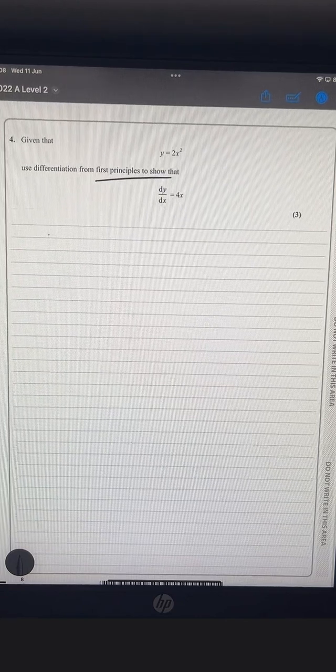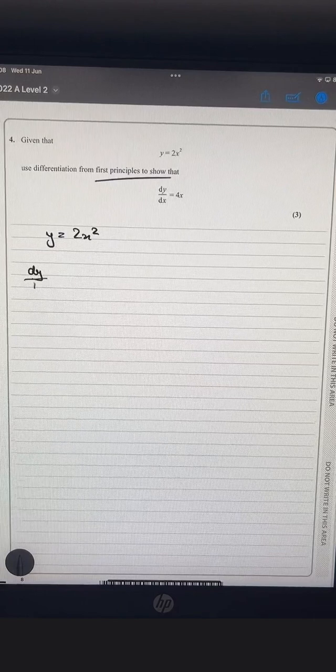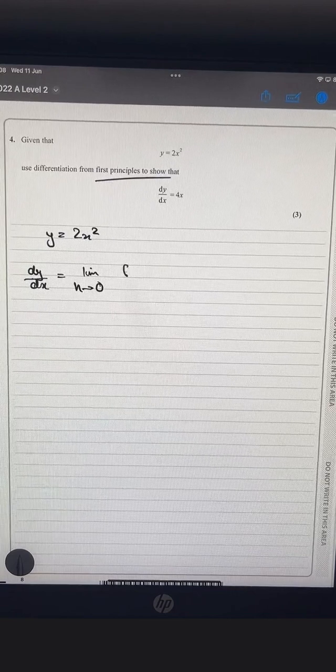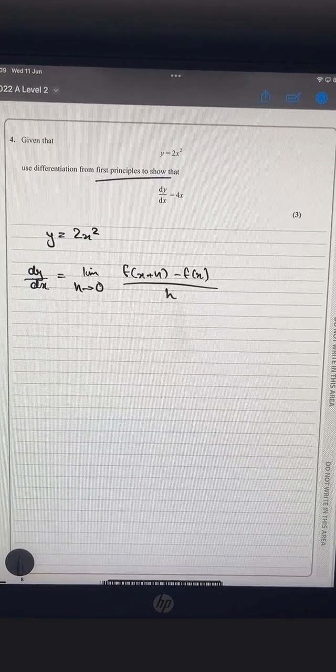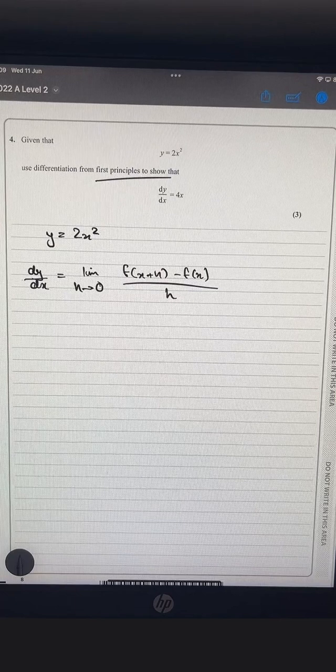So I know that y is equal to 2x squared, and what I do is I just state the formula. dy by dx is equal to the limit as h tends to 0 of f of x plus h minus f of x all over h. All right? So the amount of period you divide by n. Yeah, that's how you can remember it.